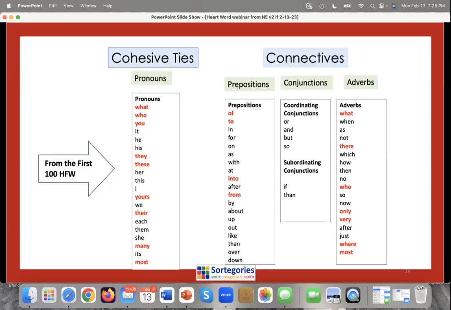Students will not learn them in a normal scope and sequence of phonics. They're not going to learn how to do the sound of the, and what. It just doesn't exist. So it's very important to consider how important these words are.